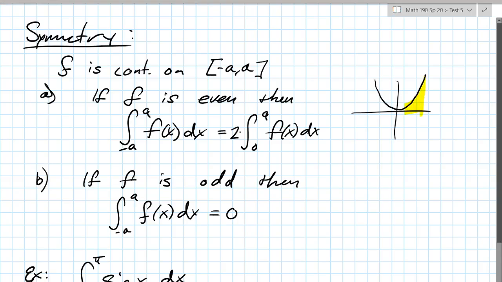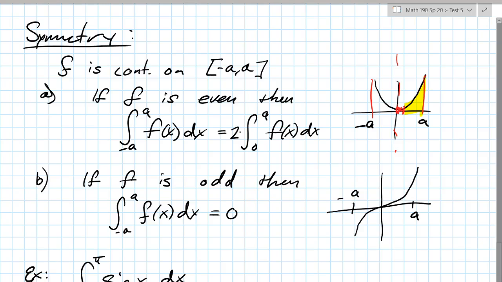Since it has y-axis symmetry, whatever you get over on this side is going to look the same on the other side because it's a mirror image there. So you can go from 0 to a and then double it. On the other hand, if you have an odd function, think like an x cubed function, that is origin symmetry, and you go from -a to +a, the integral is 0.